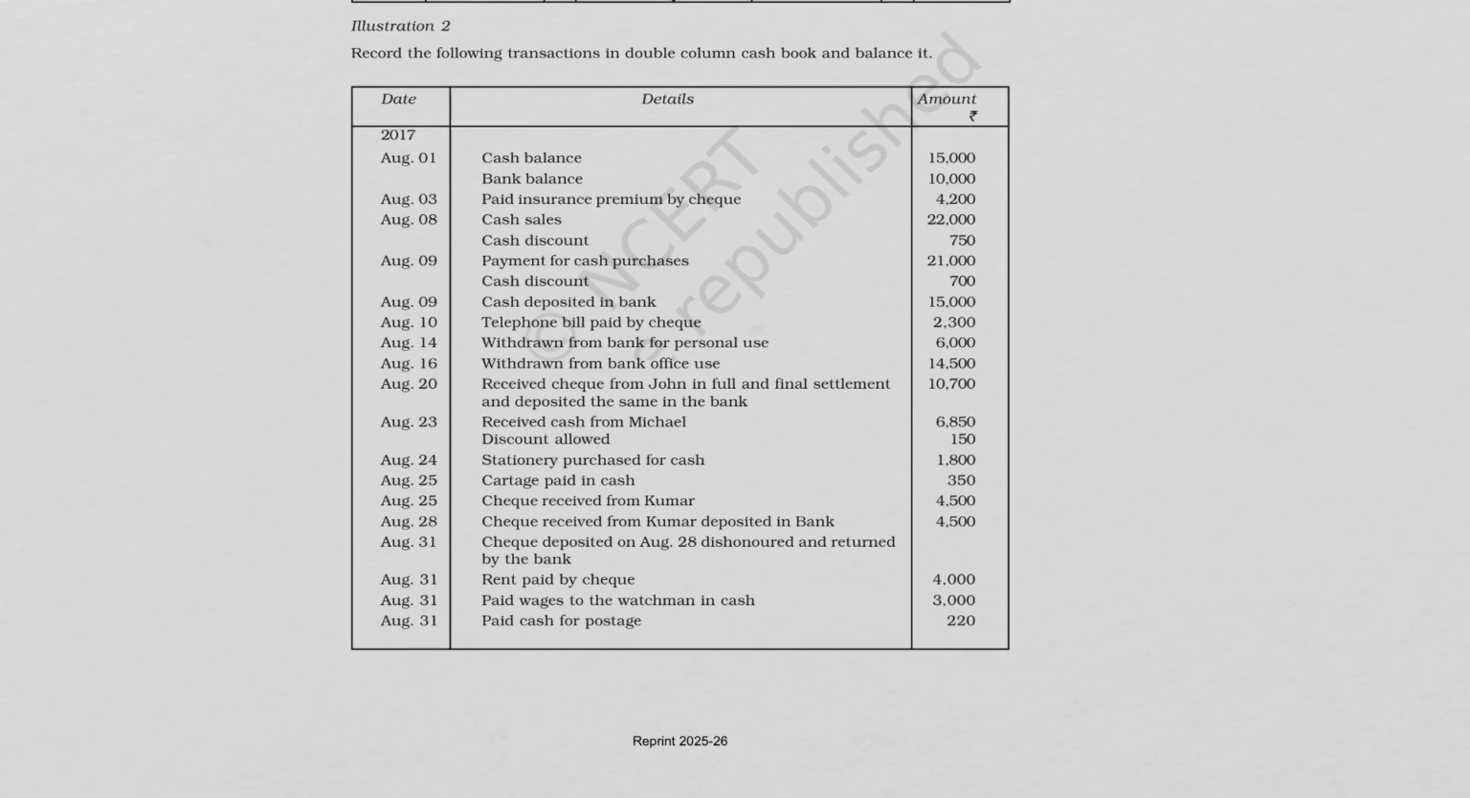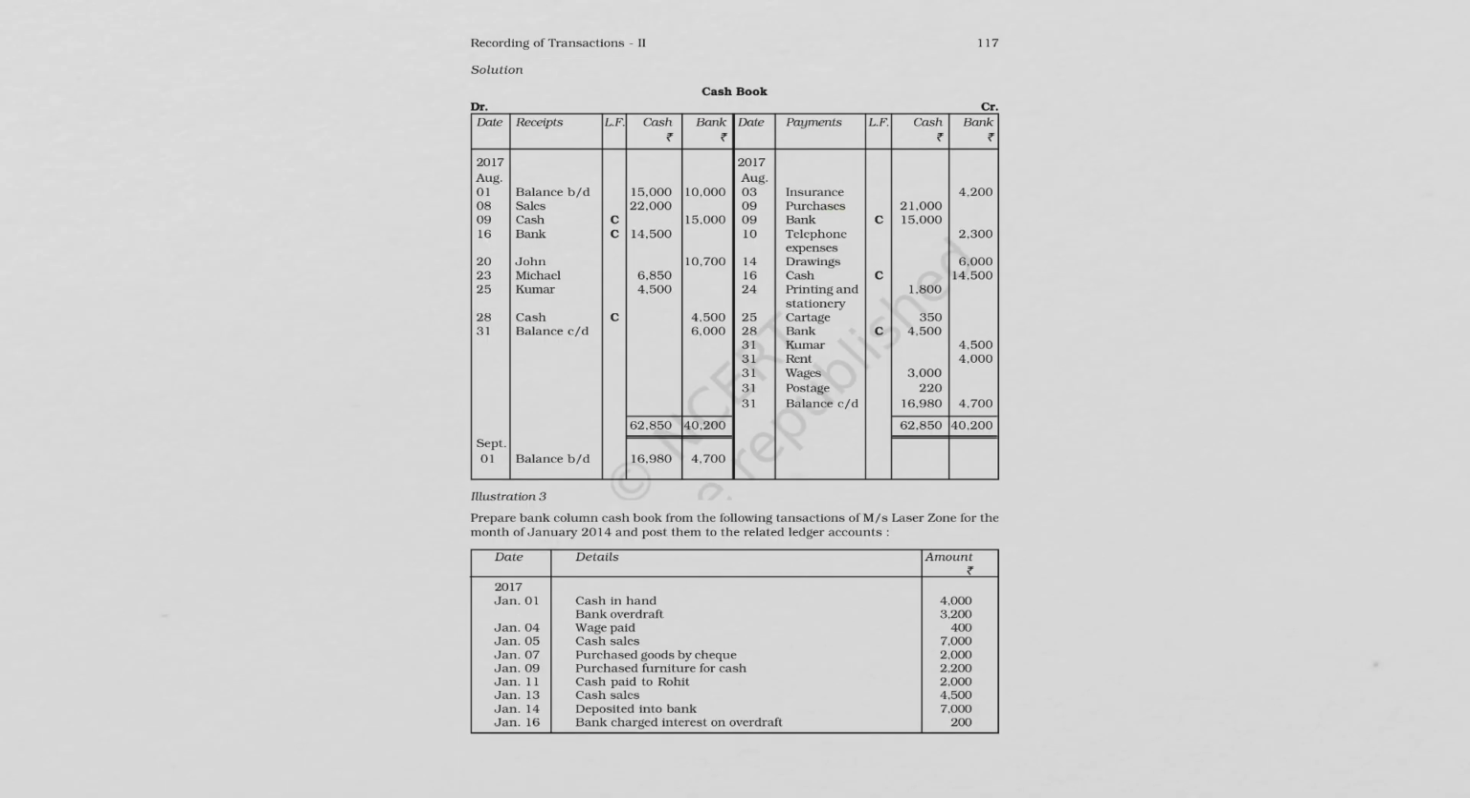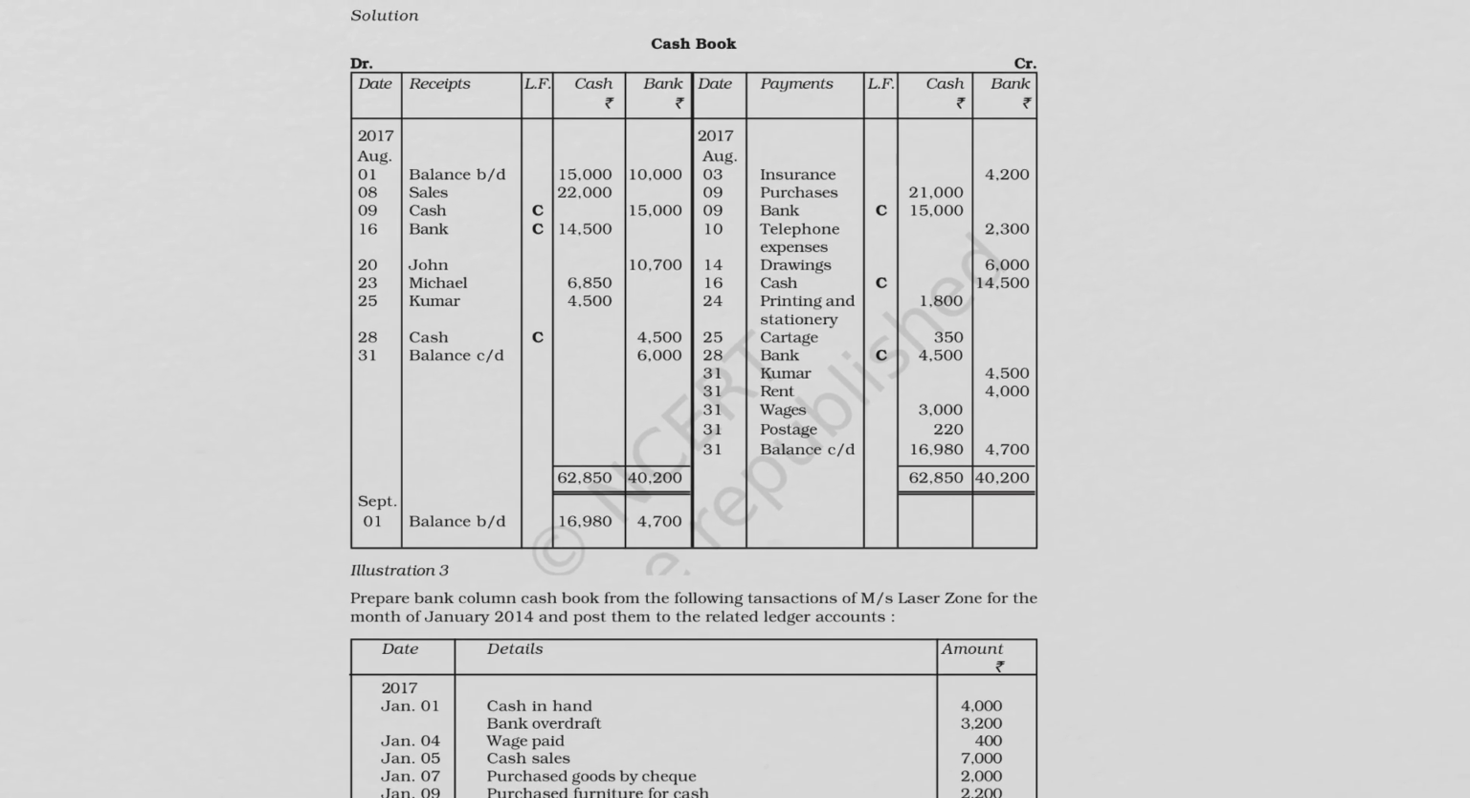Read the following transactions in double column cash book and balance it. Okay, we have cash balance, bank balance, paid insurance premium, cash sales, discount. So first of all, we'll make this cash book. We have two sides, debit side as well as credit side. We'll write the date, receipts, ledger folio, cash, bank, date, payment, ledger folio, cash, bank.